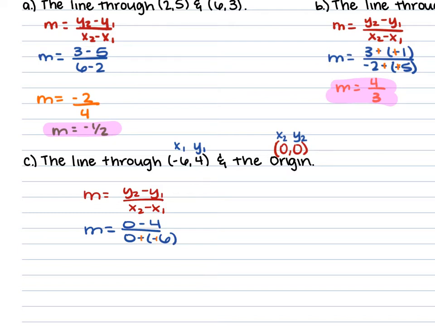The two negatives turn into positives. 0 minus 4 is -4. 0 plus 6 is 6. If we simplify this, we're going to get -2 over 3.